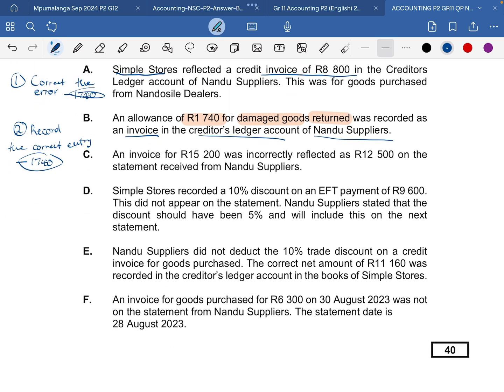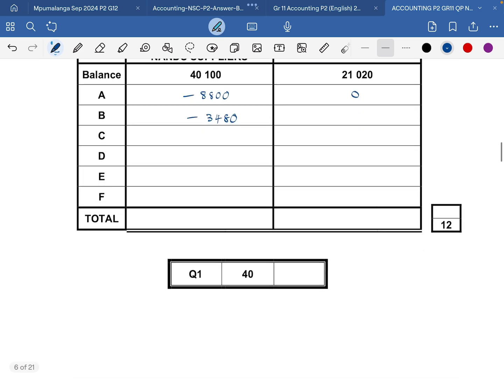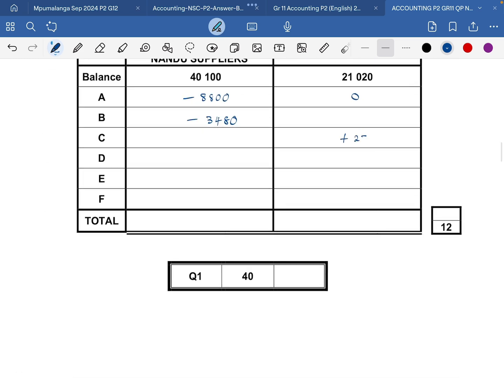Then now we look at information C. Information C says an invoice for 15,200 was incorrectly reflected as 12,500 on the statement received from Nandu Supplies. So Nandu Supplies made a mistake, and we need to account for the difference because they reflected it as 12,500, but it was supposed to be more. It's supposed to be the 15,200. So we're going to account for the difference between the two amounts. So it's 15,200 minus the 12,500. So it becomes 2,700. Then we are going to increase what we owe to them by 2,700.